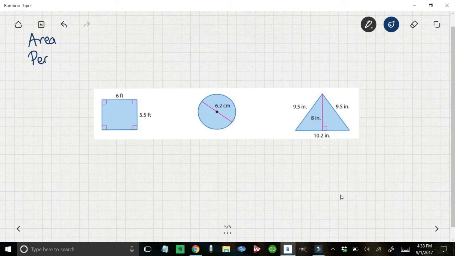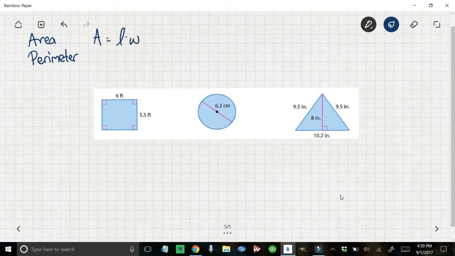Okay, so the last piece is we are going to be finding area and perimeter of 3 basic shapes. And you've probably done all these before again, but this is just a little bit of a review, but seeing how we're tying this stuff into geometry. So area of a rectangle.